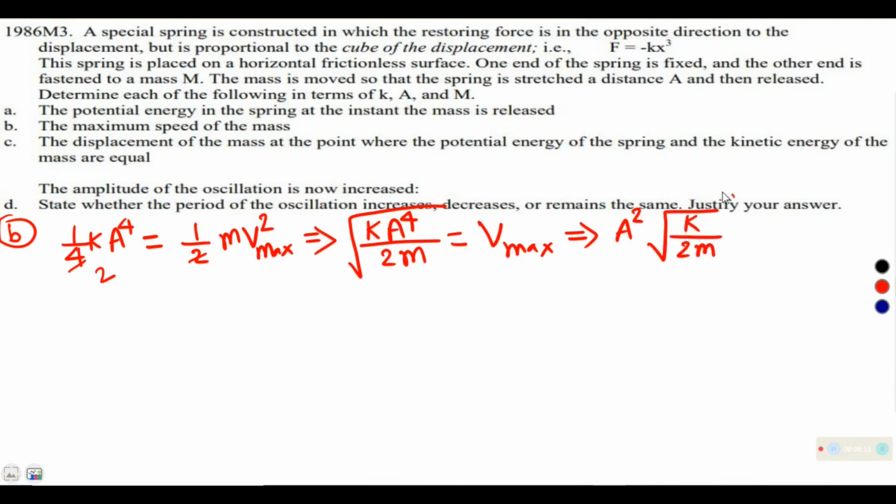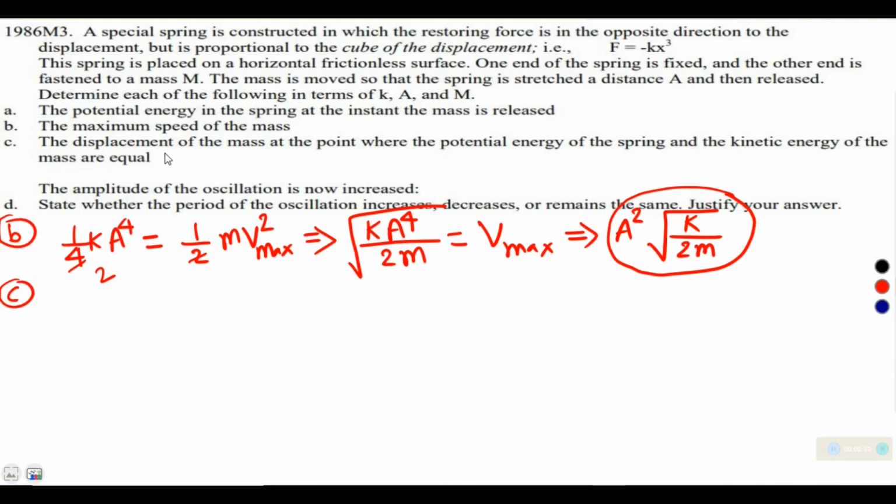So this is the maximum velocity, when it will be at equilibrium position, or natural position. For this case, equilibrium position and natural position are both the same. Let us see part C.